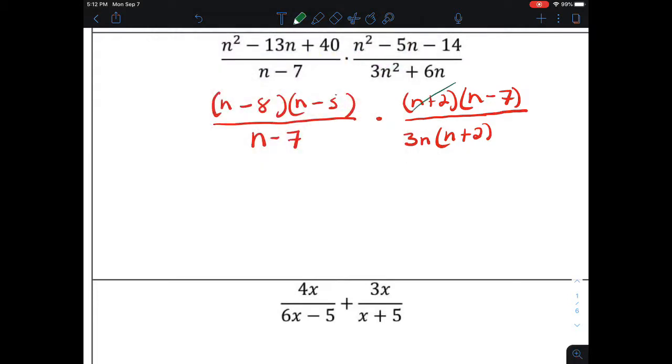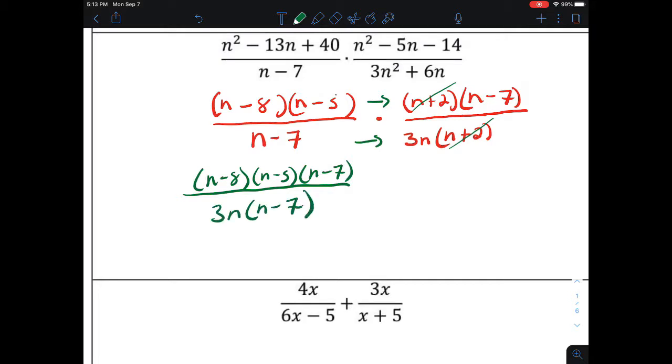The fraction on the right has a common factor of n plus 2, so I can cancel them out. Now, we're looking at the product of those two rational functions, and we multiply straight across. And so we're going to write our product as n minus 8 times n minus 5 times n minus 7 all over the product of 3n times n minus 7. Now that we've done the operation, we look to see if we have factors that can cancel again, and we do. The n minus 7's can cancel, and that leaves us with n minus 8 times n minus 5 over 3 times n.